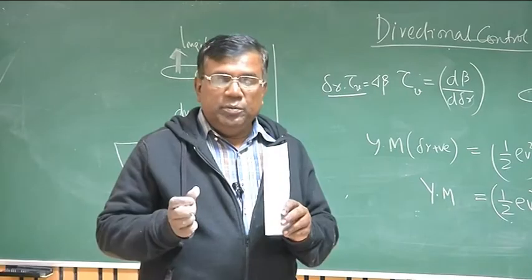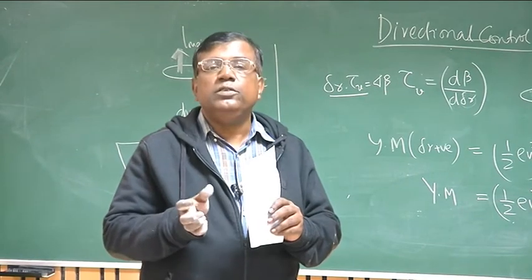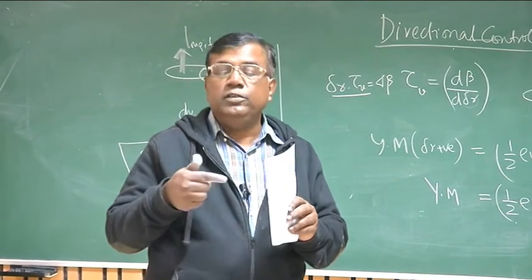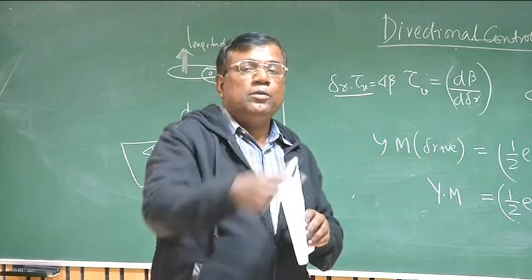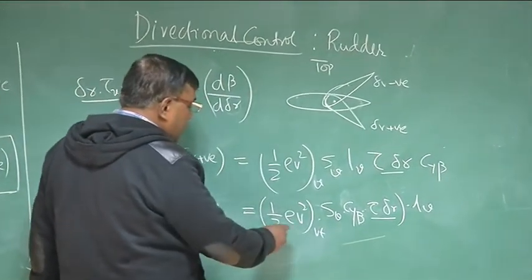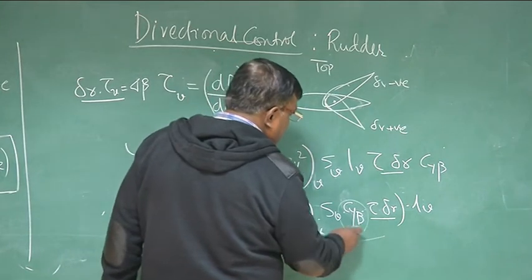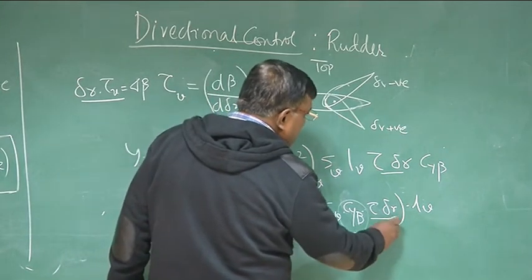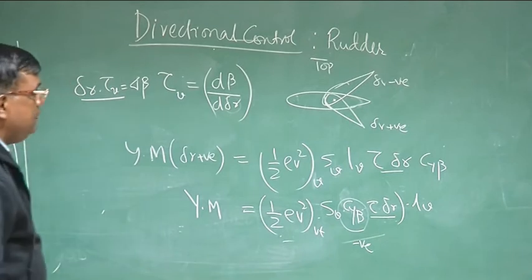What do you have to check? You have seen that if delta R is positive, it should give negative yawing moment because the force is in this direction. Yawing moment will be negative. So I have to check whether it is giving negative yawing moment or not. These are positive. Yes, Cy beta is negative, you know that. So it is indeed consistent in sign.